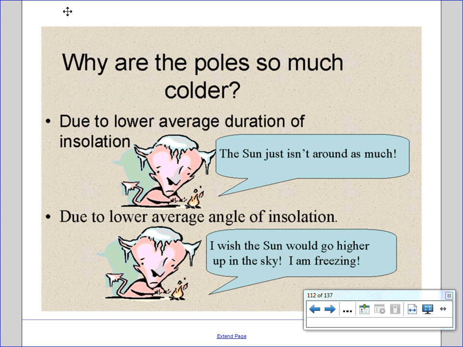So then you say, well, why are the poles so cold? Well, I showed an example in class when we were using the flashlight to talk about the North Pole and how in summertime it has 24 hours of daylight, but yet it's not wicked hot there. And you would say that's because the angle is so low. So if you look at the slide, you can say one reason the poles are cold is they have lower average angle of insolation. Okay? And on average, they have less insolation as well. So it tends to be cooler there.